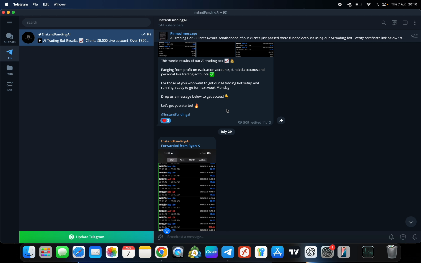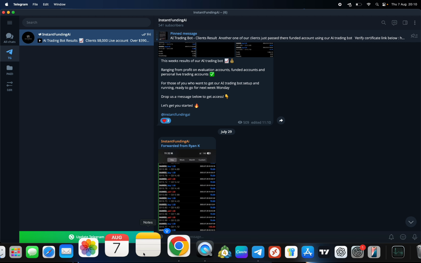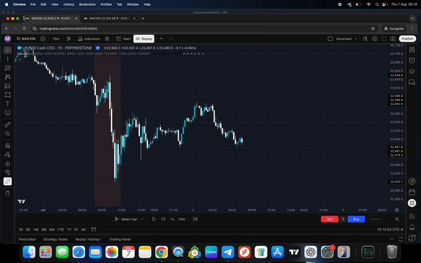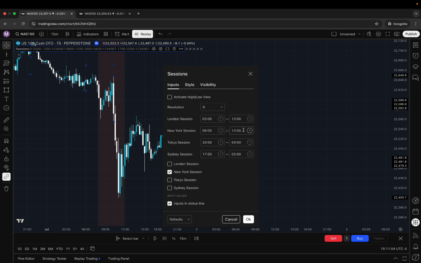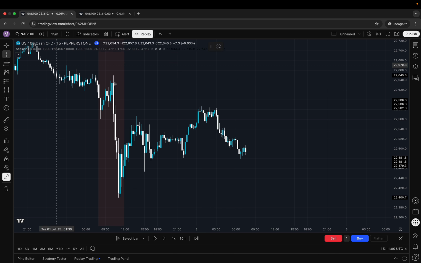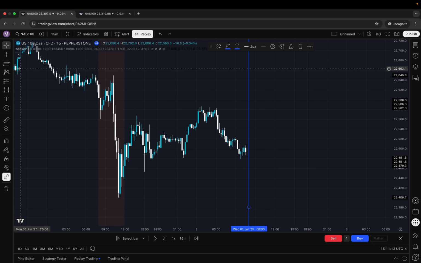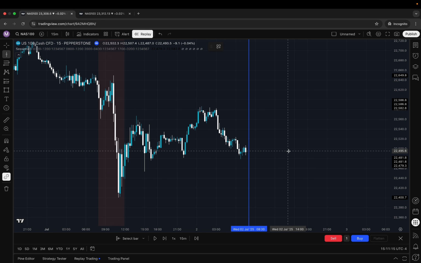Okay, now we're going to be moving over to the live example on NAS 100. Now let's get started. So the first thing you want to do is get an indicator. This just makes your life much easier. It's simply to mark out the hours of 8 AM to 12 PM. However, if you want, you can just mark it out manually. So let's go ahead and mark it out manually for the sake of this example once again. 8 AM till 12 PM.